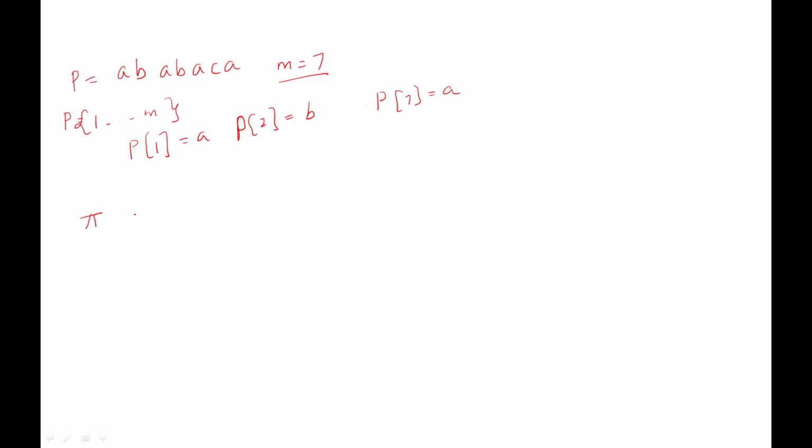Now suppose that you want to find the pi table. So pi of any value is the longest prefix of, we don't know what the length of the prefix is. So suppose that the length of the prefix that we're going to find is the character q.